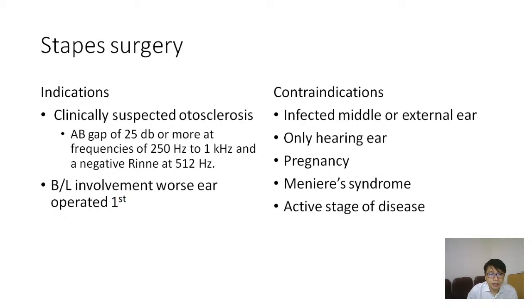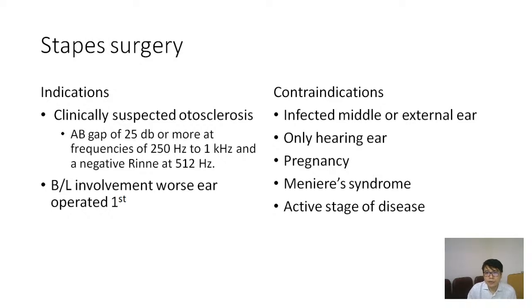And if there is bilateral involvement of otosclerosis, then we operate on the worse ear first. A contraindication is if it is the only hearing ear, though we cannot say it is an absolute contraindication. It's a contraindication because when we do stapes surgery, the inner ear is manipulated, so it can lead to sensorineural hearing loss. So we don't want the patient to have sensorineural hearing loss in the only hearing ear.